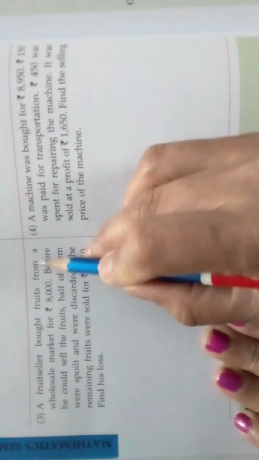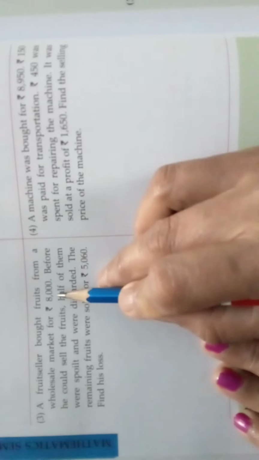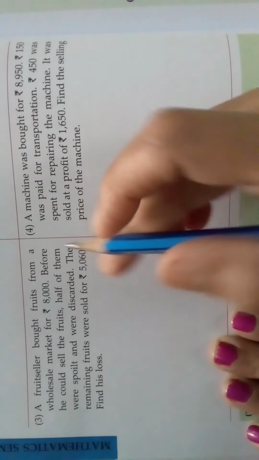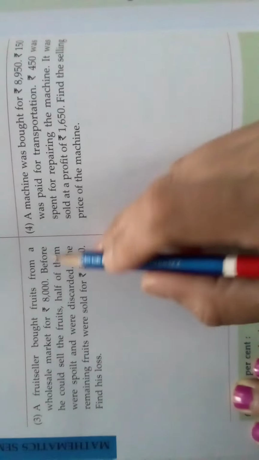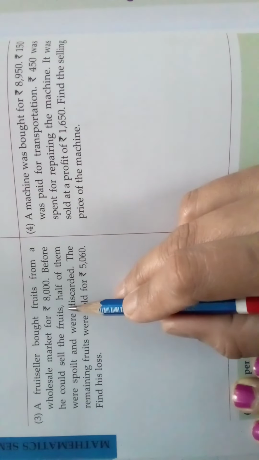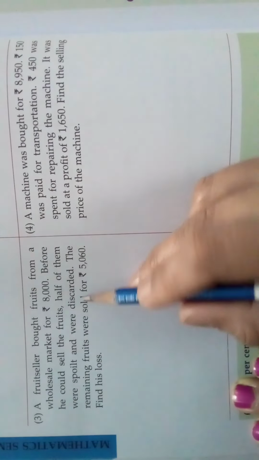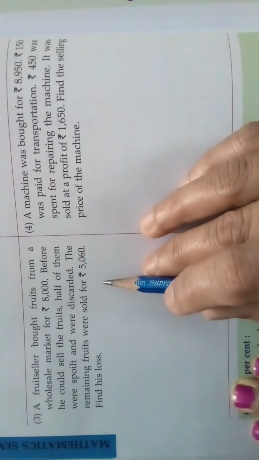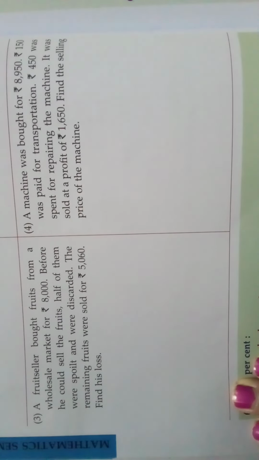A fruit seller bought fruits from a wholesale market for rupees 8,000. Before he could sell the fruits, half of them were spoilt and were discarded. Before, what happened to the fruits? Half of them were spoilt and were discarded. The remaining fruits were sold for 5,060. So, find his loss.